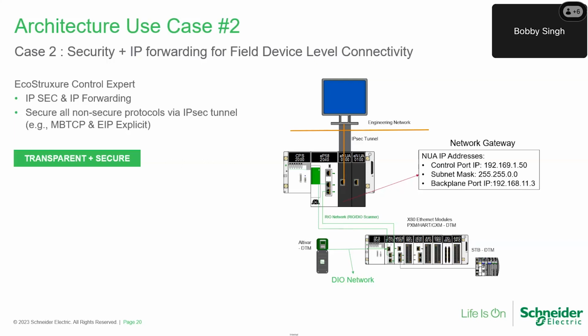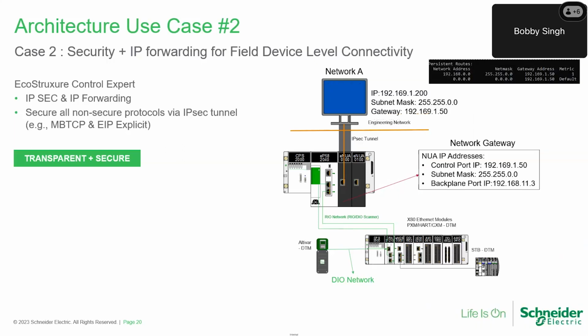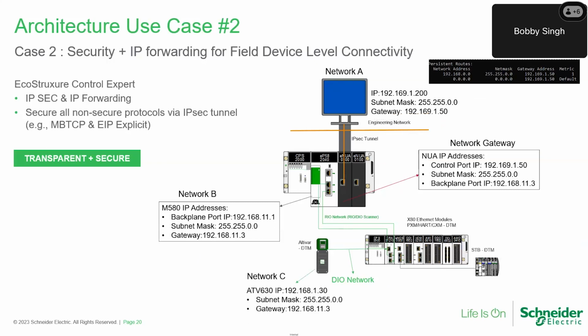Let's take a look at my current architecture and network setup. There are 3 isolated networks in this example architecture. There's network A, which is part of my engineering workstation. There's network B, which is part of the M580 backplane network. And then there's network C, which is part of the M580 private distributed I/O network. Embedded IP forwarding capability on the NUA module allows me to bridge over from the engineering workstation to my M580 backplane and access the M580 distributed I/O network.